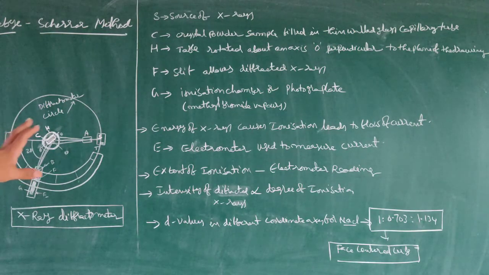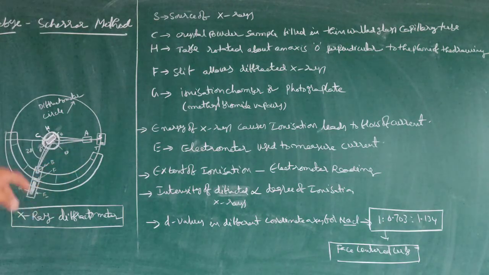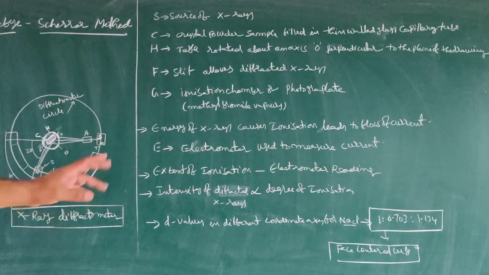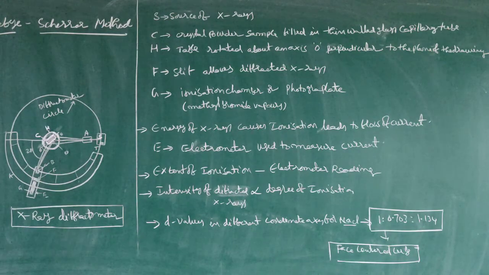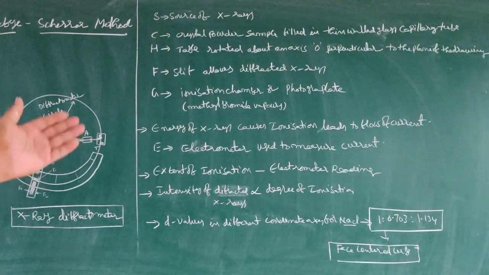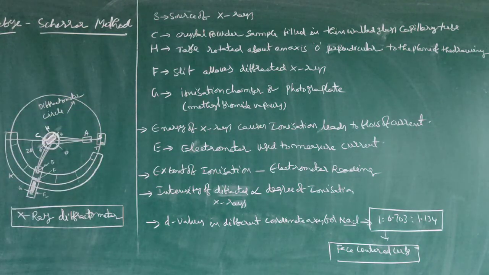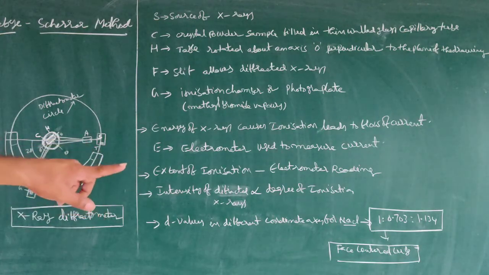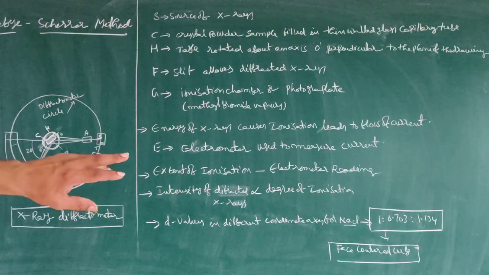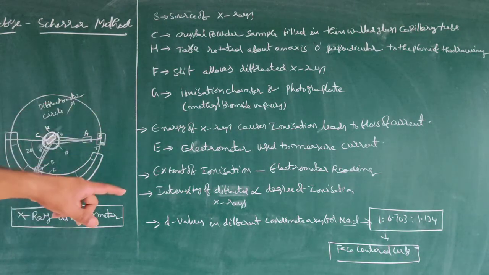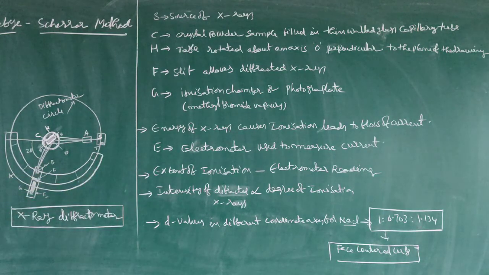So, consider the d values along different coordinate axes for NaCl. Suppose you have taken sodium chloride powder in this glass capillary tube, you can get the d values along the X, Y, Z axes: 1 is to 0.703 is to 1.134, like that. So that ratio is important. Check once again. These are the d values in different coordinate axes for NaCl. These values refer to face centered cubic.